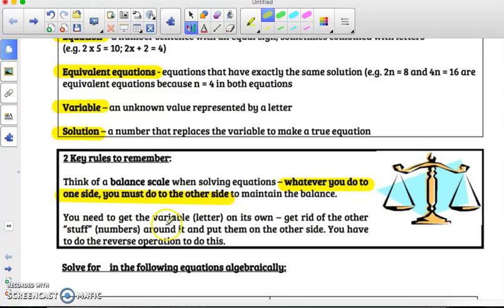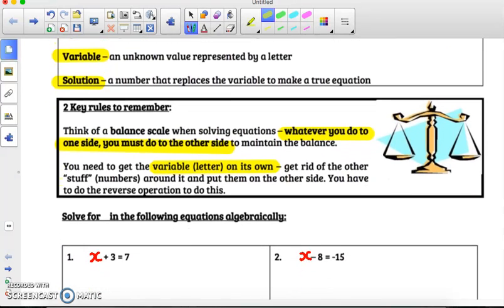Also, remember the objective is to get the variable or letter on its own. You need to get rid of the other stuff or numbers around it and put them on the other side. You have to do the reverse operation to do this. So for example, if something is added to 8, you usually have to subtract 8 to make it go to 0. So oftentimes you're doing the opposite operation of the original operation. This will make more sense later on.